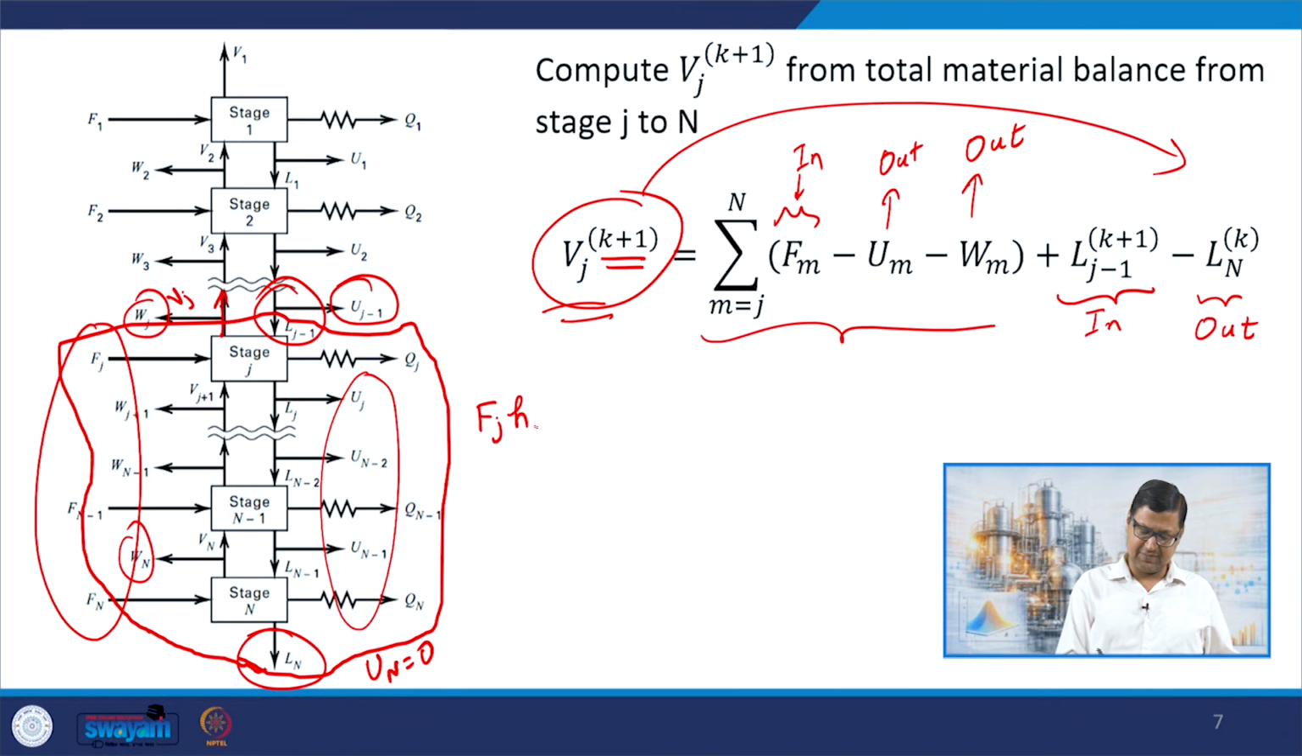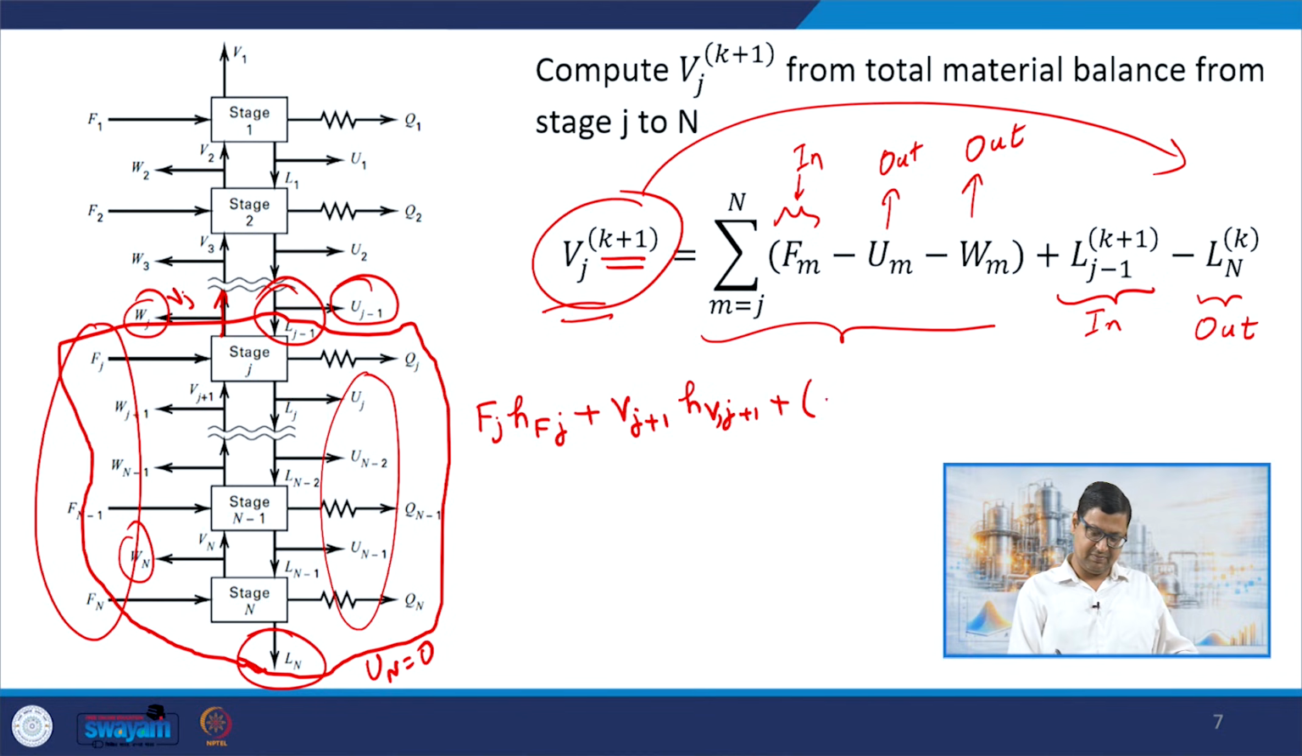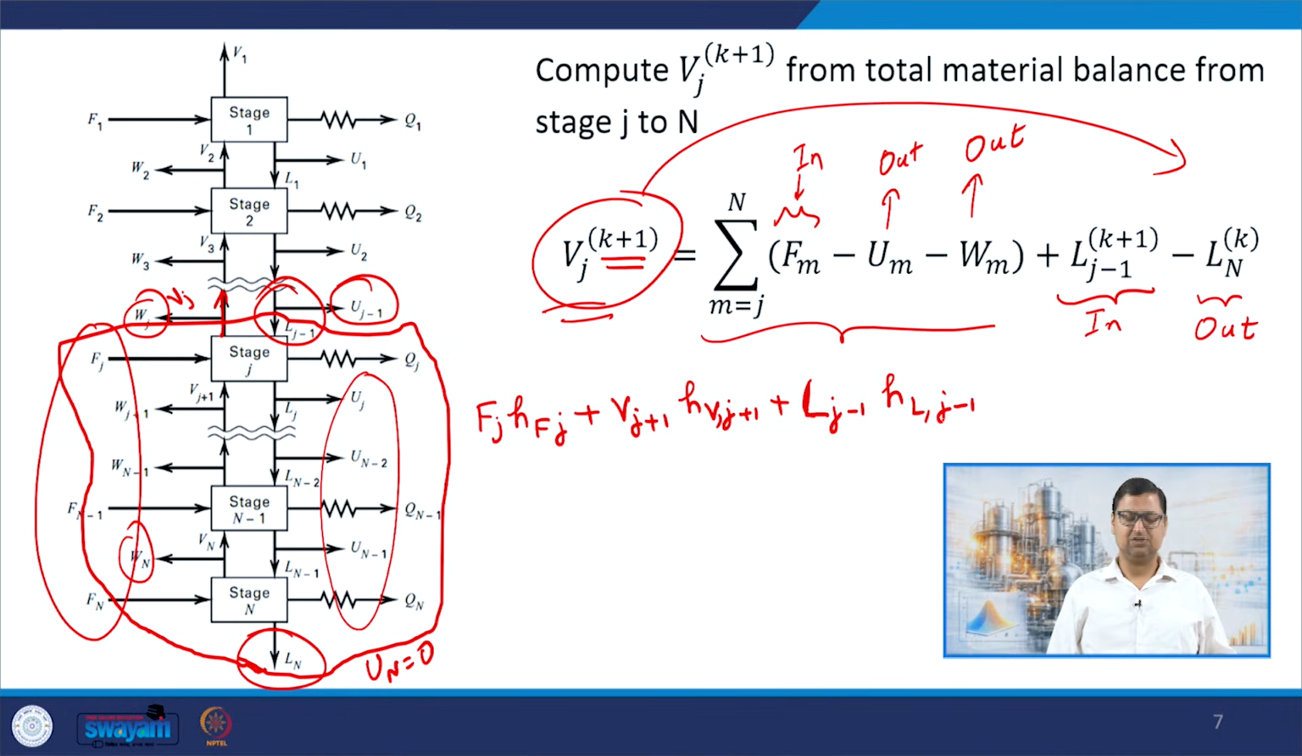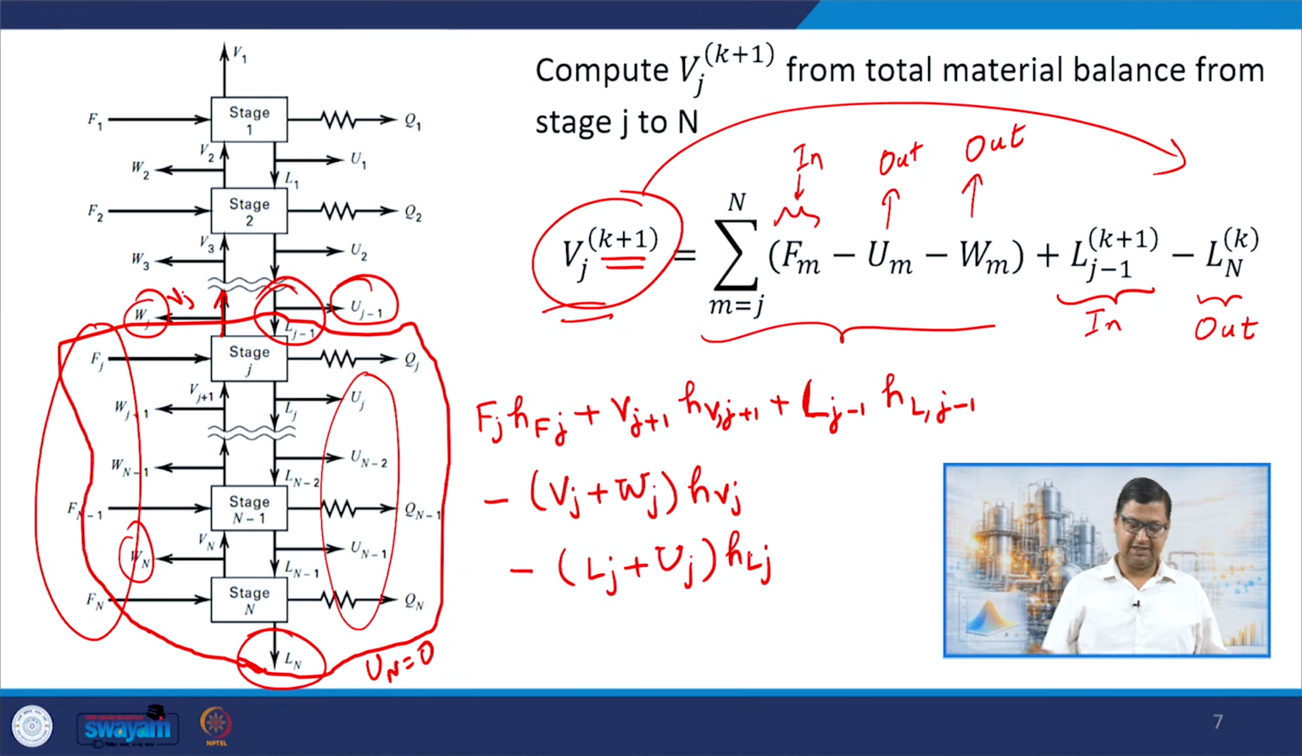We have Fj HFj that is coming in, plus Vj plus 1 HVj plus 1 that is also coming in, and then we have Lj minus 1 HLj minus 1 that is also coming in, minus Vj plus Wj HVj that is going out, minus Lj plus Uj HLj that is also going out, minus Qj that is going to be equal to 0, right.